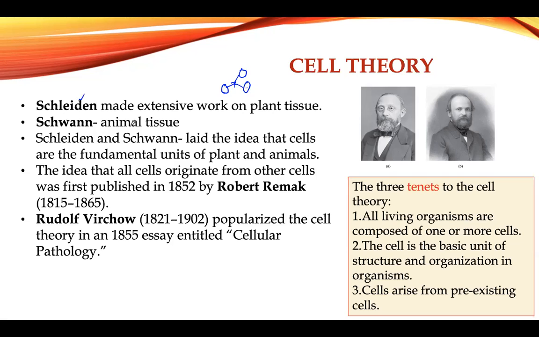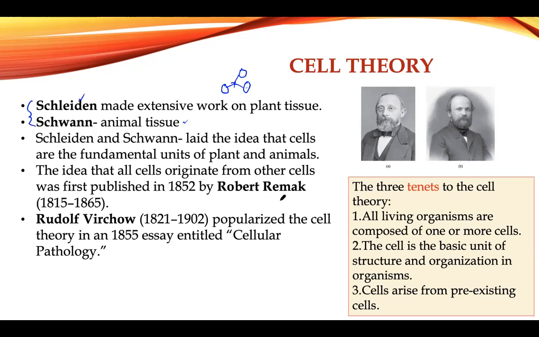Schwann, he was a physiologist. He was working on animal tissue. He also observed the same thing, and then he discussed his opinion with Schleiden, and finally these two scientists came to the conclusion together that cells can arise from pre-existing living cells, and they proved that.